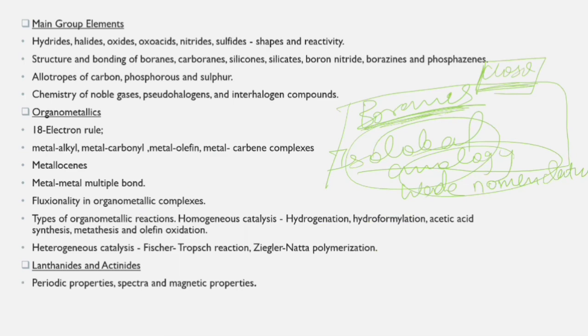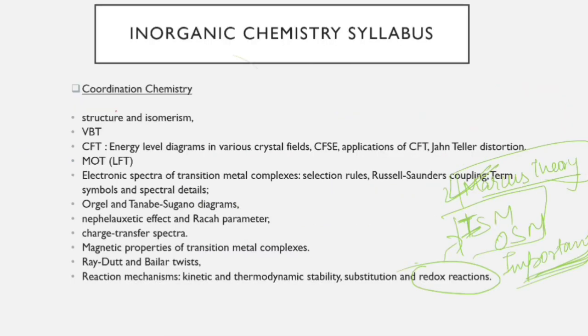So this is the basic part. And last is the Fischer-Tropsch and Ziegler-Natta. You should know which reagents are used in these reactions. It's not asked very frequently nowadays, but you should know what reagents are used in them. So this is the basic syllabus discussion of your coordination chemistry and organometallics.